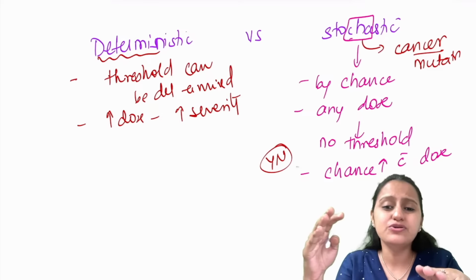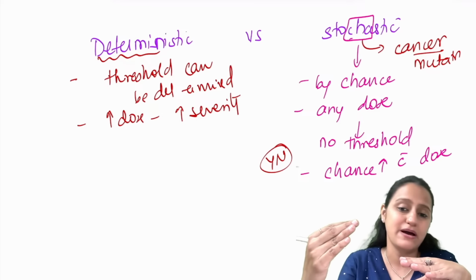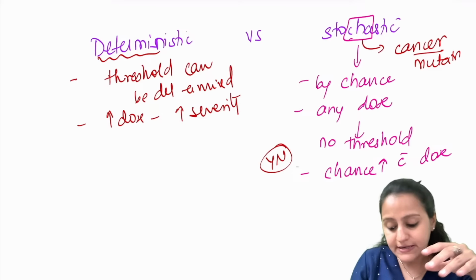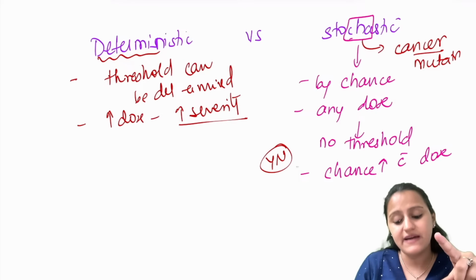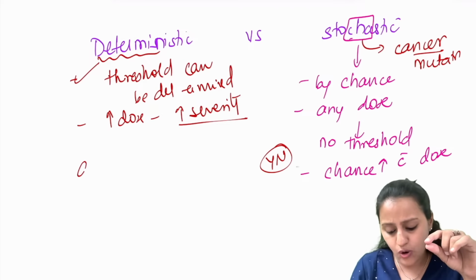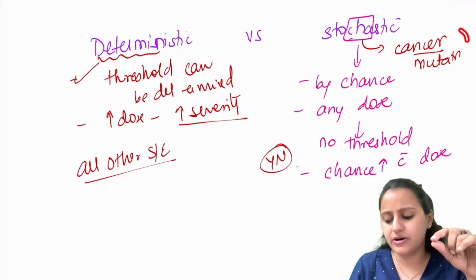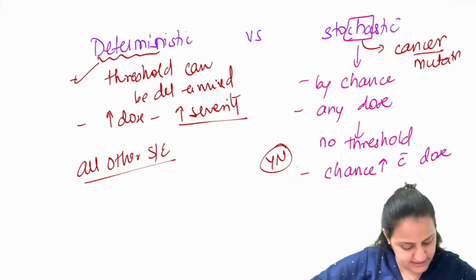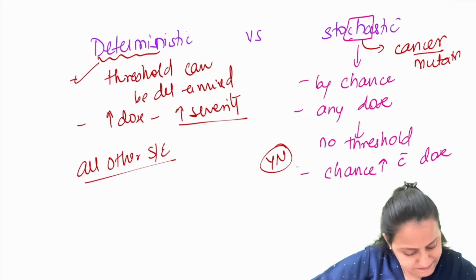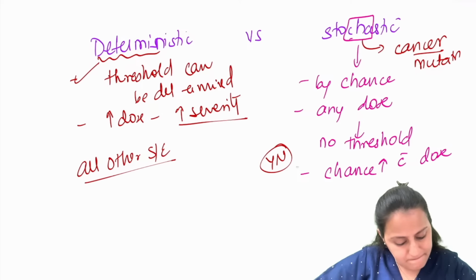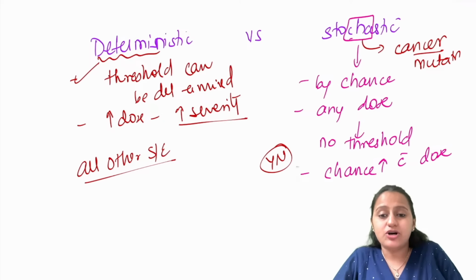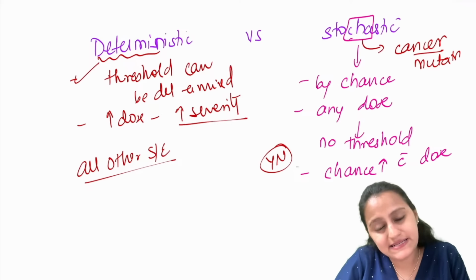The more the dose, the more severe is the bone marrow suppression. The more the dose, the more severe is the skin erythema. So increase in dose increases the severity. It has a threshold. All other side effects fall into deterministic. Your cancer, mutations, these fall under stochastic hazard. Is this clear with everyone? So that was about deterministic and stochastic side effects.